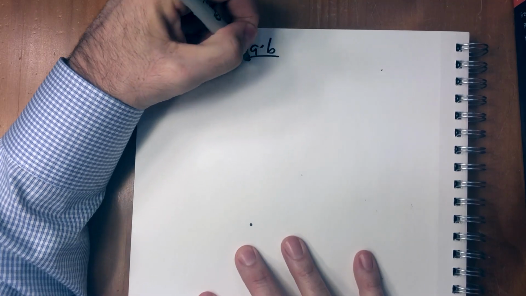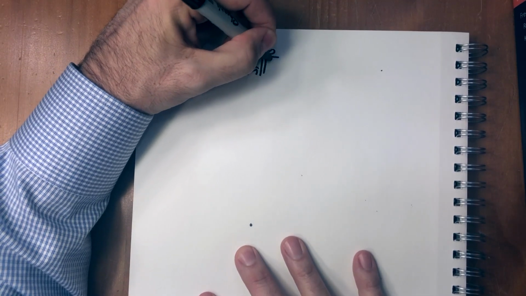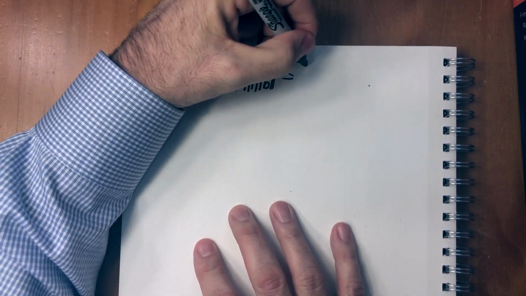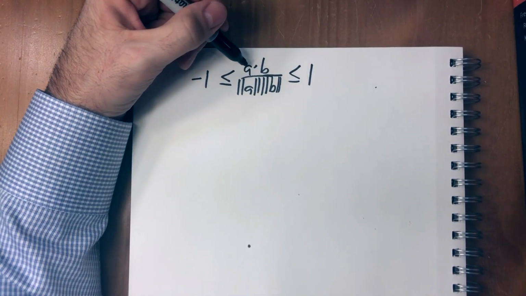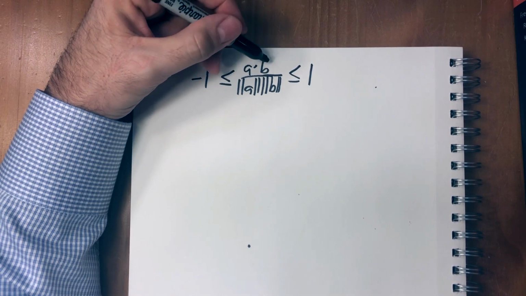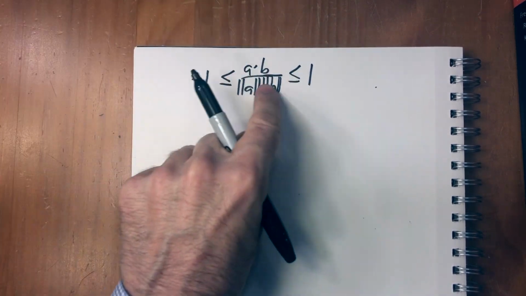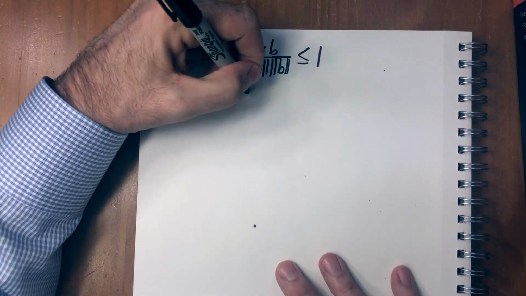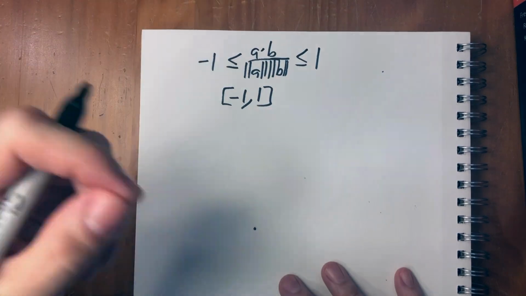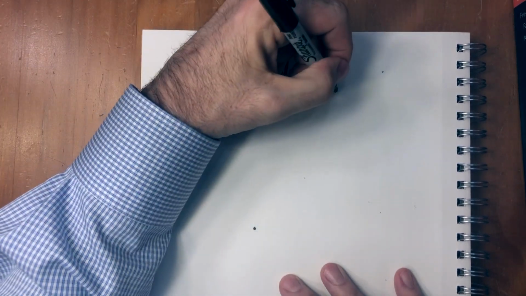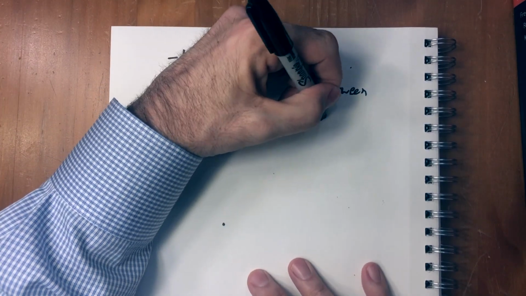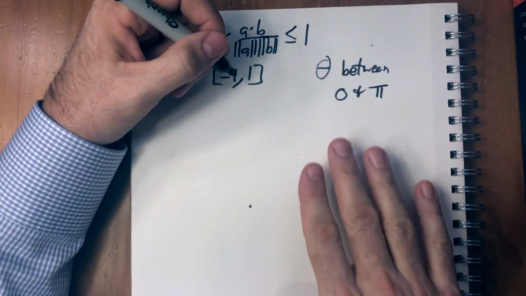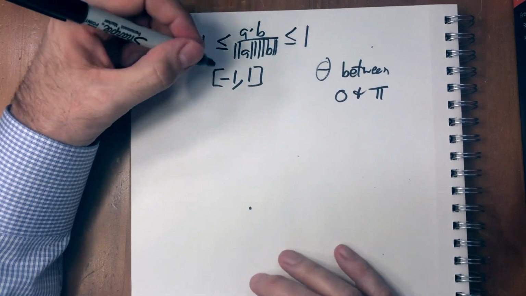Now, if a and b are both non-zero, then a dot b divided by both their lengths is a number. And remember, the dot product always gives you a number, not a vector, right? So this is a number and this is a number. So this number always lies between -1 and 1. Any number that lies on the interval -1 to 1 is the cosine of some unique angle theta between 0 and pi. So using this information, we can define what an angle is in higher dimensions.